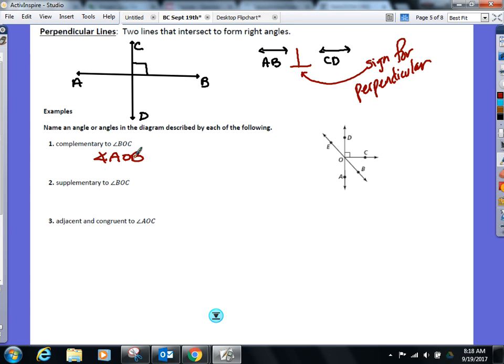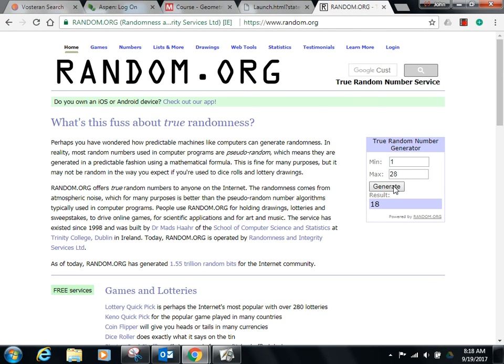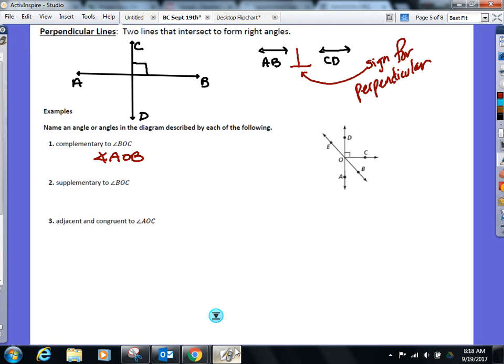How about supplementary? Adds to 180. BOC. Be careful here. I'm taking BOC again. What angle would I add to it to get supplementary, aka a straight line? So think to yourself, what angle would I add to BOC to get to a straight line? Let's see what we got. 18. What do we got? COE. Not bad, guys. I like it.